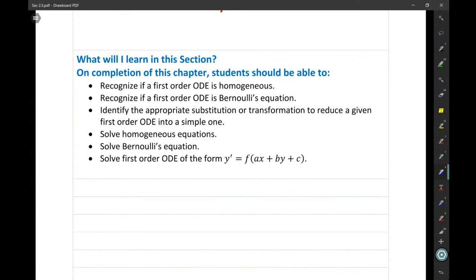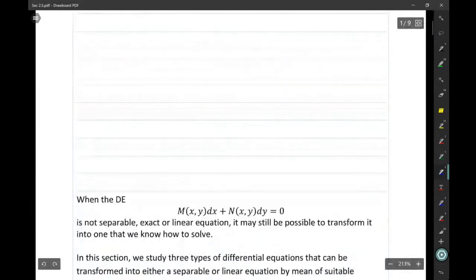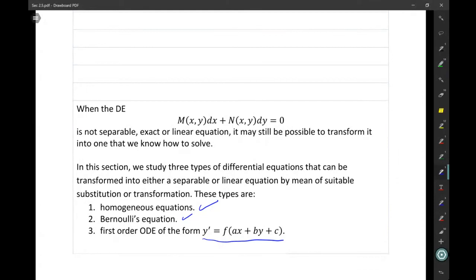Today we will start in section 2.5, which is solution by substitution. Today, God willing, we will study three different types of differential equations. The first one is called homogeneous differential equation, the other one Bernoulli, and the differential equation in the form y prime is equal f of ax plus by plus c. F of linear, I mean.